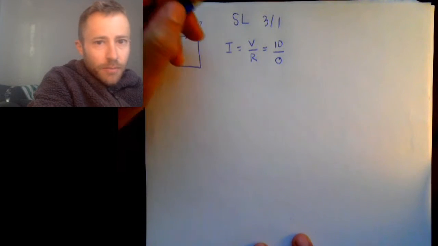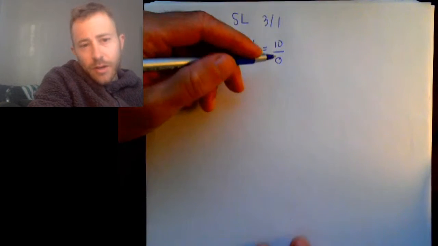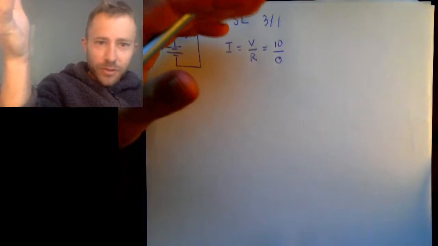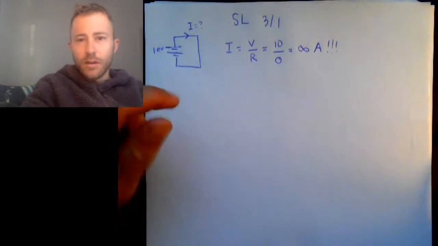So of course, you have 10 divided by 0. Now in physics speak, you divide by 0, you get infinity. Okay? So that means that the current that flows would be infinity amps. Okay?